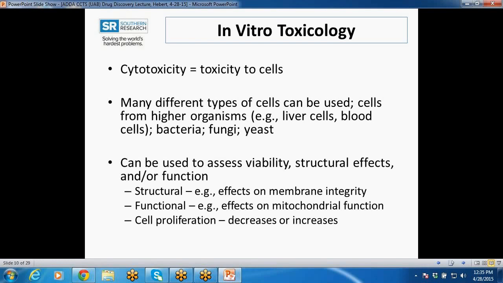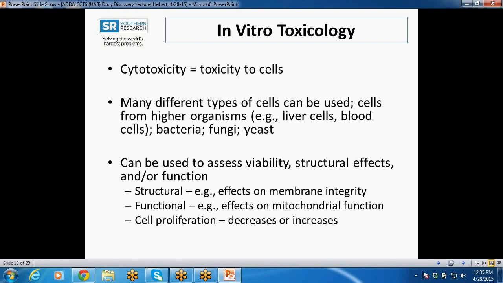This is just an extension of some of the things I've said. Cytotoxicity basically is toxicity to cells. Basically, does your drug kill cells? You can use a lot of different types of cells for cytotoxicity testing, and they can be used to assess a number of different things, such as viability, structural effects, and/or function.